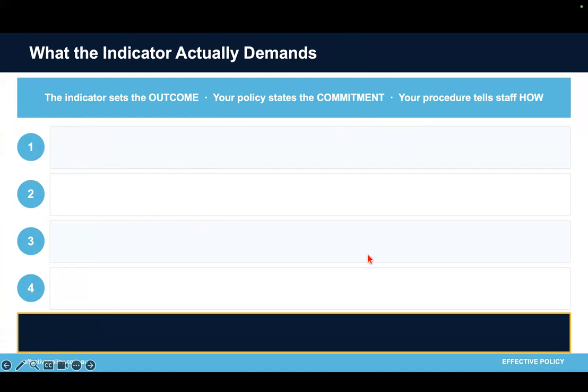Again, the quality indicator in the standard, whichever standard, indicates what the outcome needs to be. Your policy will say what your commitment is and how that will work in a brief way, but your procedure will say how. Procedures are best in dot points, in numbered bullet points, in flowcharts.